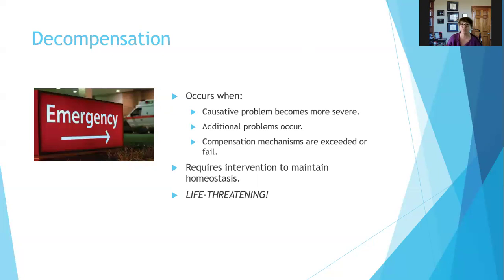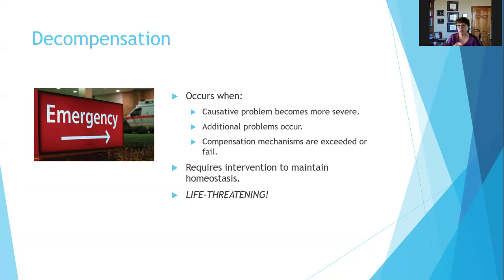The things that can cause decompensation are when the causative problem becomes more severe, so you're in chronic renal failure and it turns into acute renal failure. That could cause decompensation. Additional problems can occur, so there's something else causing problems, like any kind of disease process. Or the compensation mechanisms are exceeded for what they can do, or they fail.